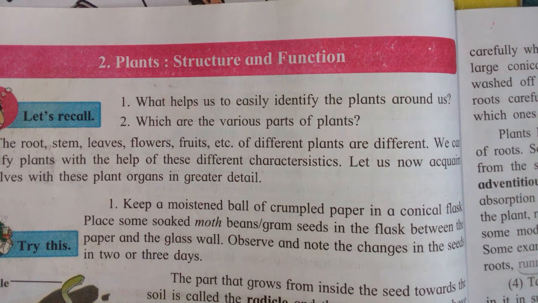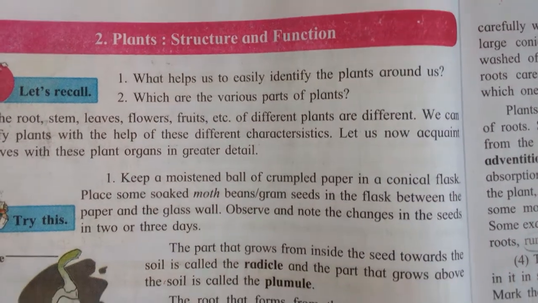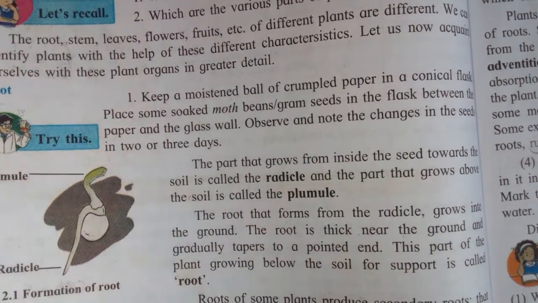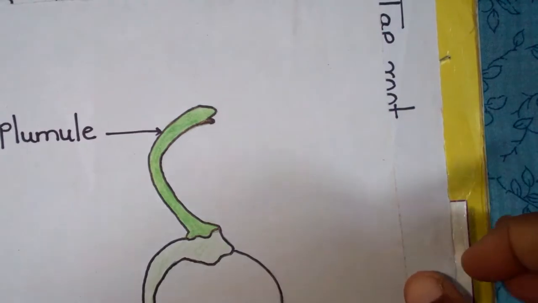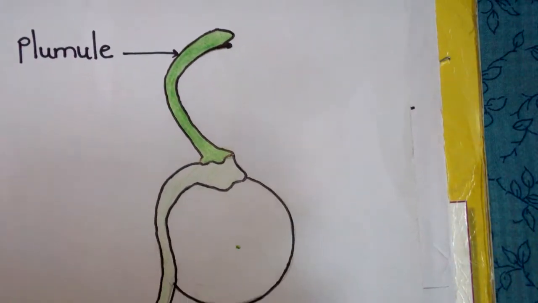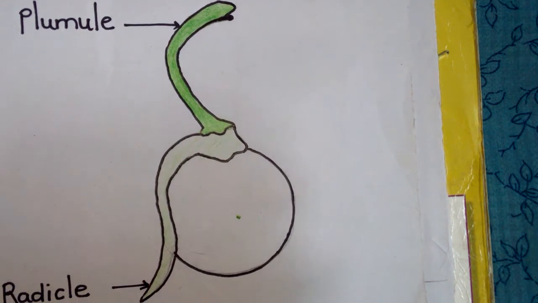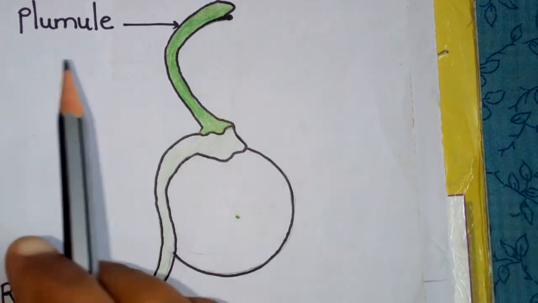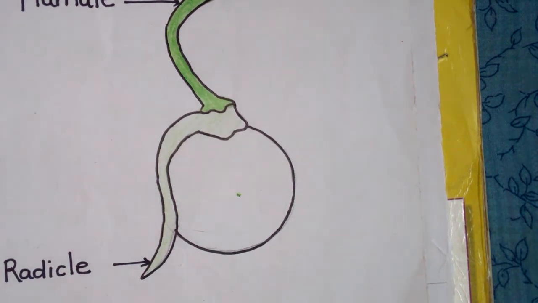The first part is the root. See here how the root forms. Now see, students, in a farm we sow the seed. At that time what happens? The seed grows in two parts. One is the plumule and the next one is the radicle.